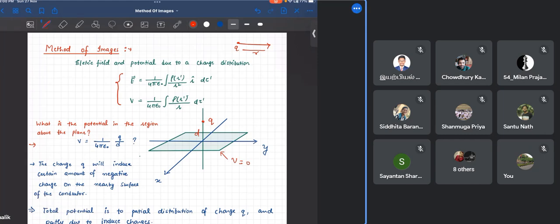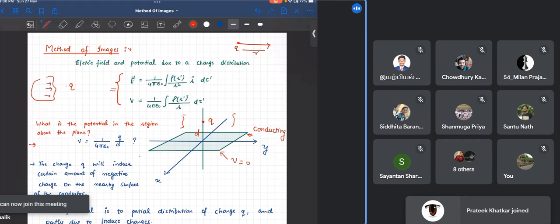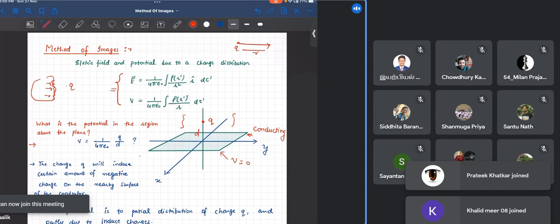For example, if you have a charge q and a grounded conducting plate is placed near this charge q, and you want to calculate the electric field and potential due to this charge q anywhere in this region, then simple Coulomb's law will not give you the correct answer. The property of a conductor is that if you place a charge near it, it will pull out the negative charges, so they will start moving onto this surface.